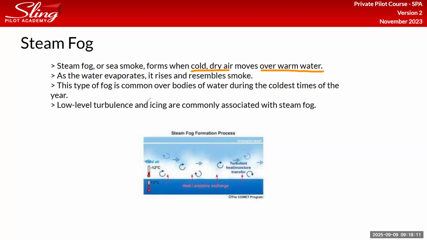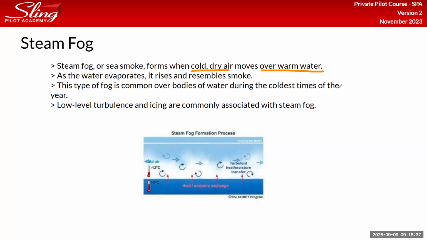So the air is going from the surface, cold air, and moving over moist, warm air, obviously because it's over the water. As water evaporates over the warm surface of the water, it rises and resembles smoke. So that's why they call it sea smoke.